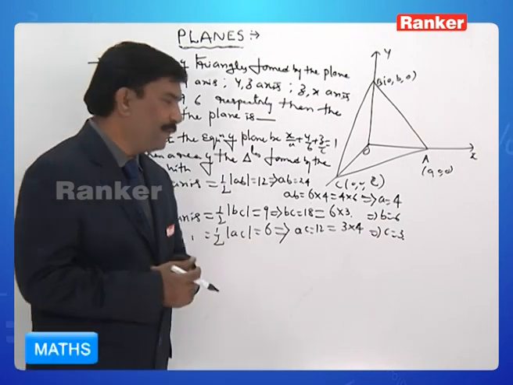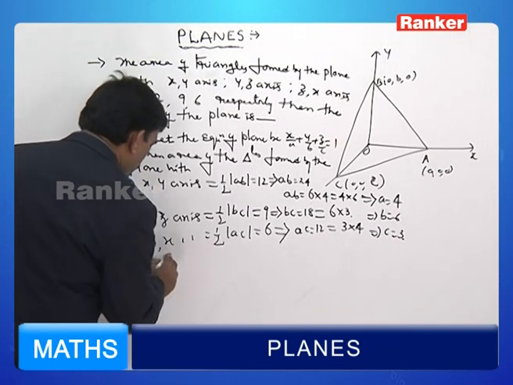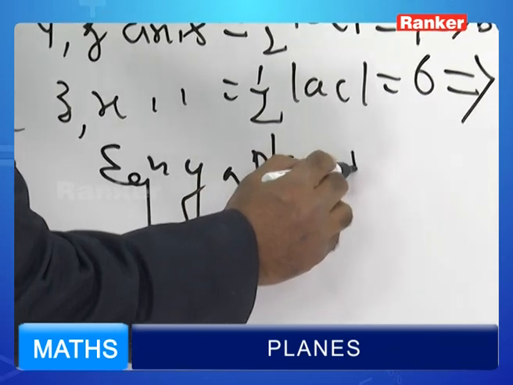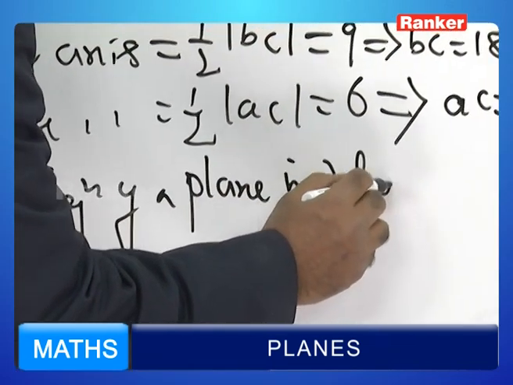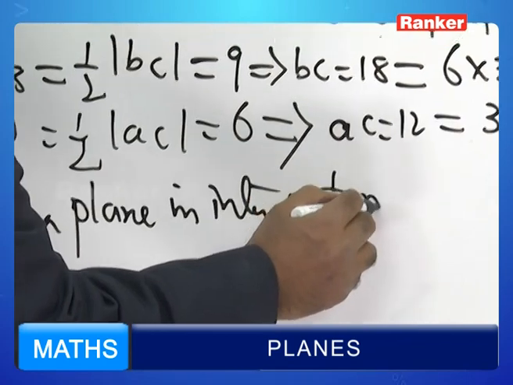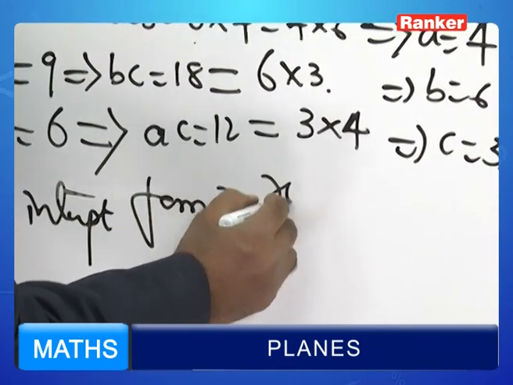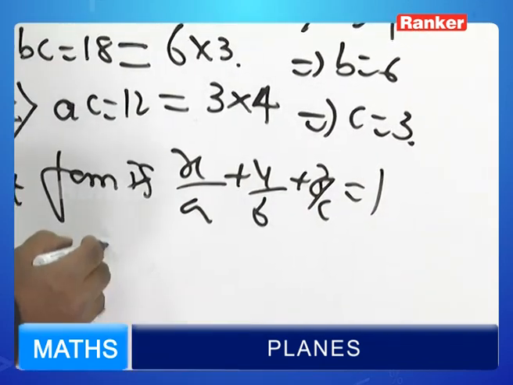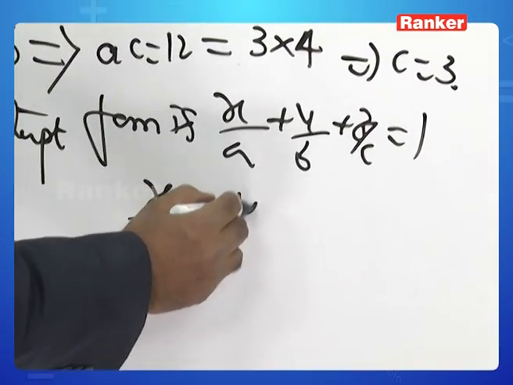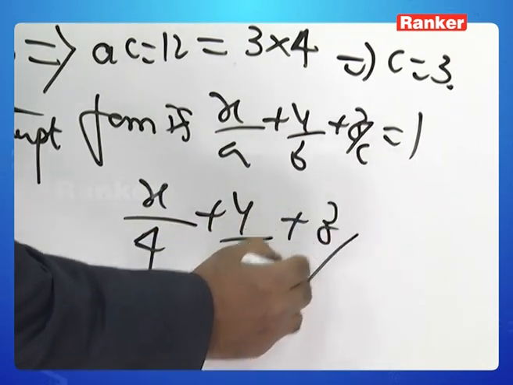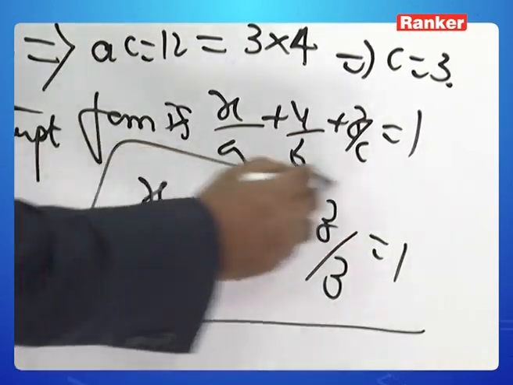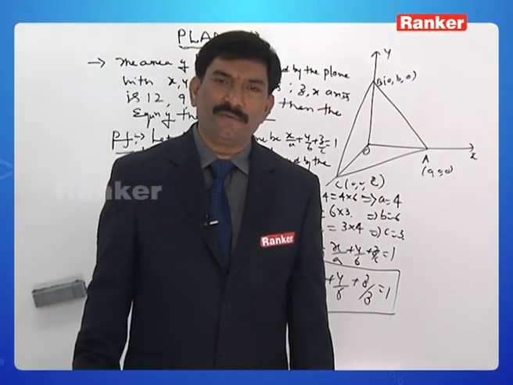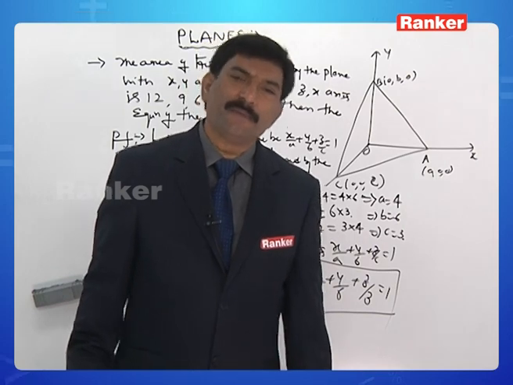Followed? So therefore, now the equation of a plane in intercept form is x by A, y by B, z by C is equal to 1. X by 4, y by 6, z by 3 is equal to 1 is the required equation of a plane. Followed? Required equation of a plane.